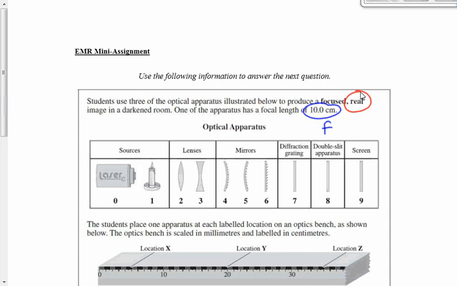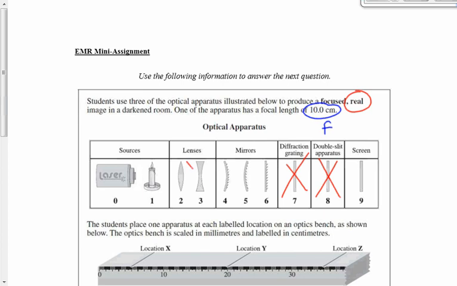When I see this real image and I look at all of these different apparatuses, 9 different apparatuses, there's a bunch of them that I can cross off right now because they will never produce a real image with a focal length. First of all, a double slit apparatus or a diffraction grating, there's no focal length associated with that stuff. So if we're talking about a focal length of 10 centimeters, it's got to be a lens or a mirror, right? It can't be a diffraction grating or a double slit apparatus.